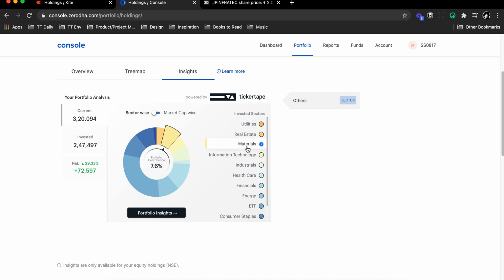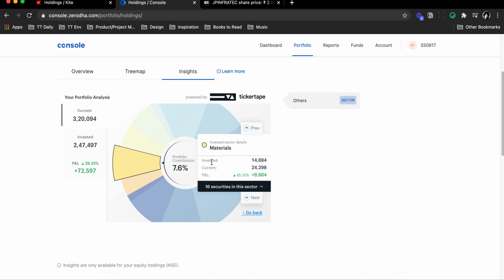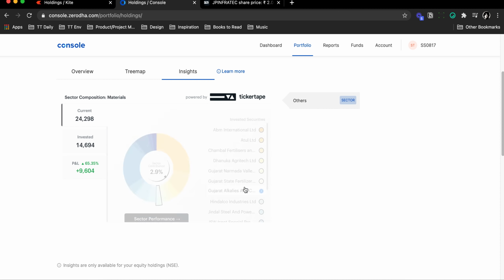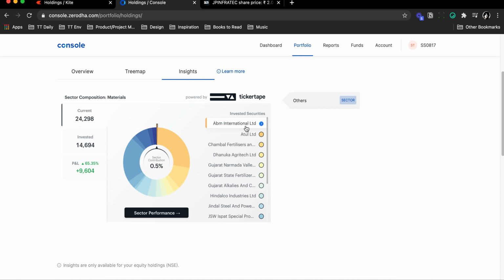So out of materials, I'm looking at materials right now, which accounts for 7.6% of my portfolio, right? And I have invested say 14,000 in materials, and the current value is 24,000. Out of this investment, there are 16 securities, and these 16 securities contribute different percentages to that sector, right? So there's a sector contribution. ABM International accounts for 0.5% of the holdings that I have in this sector, right?